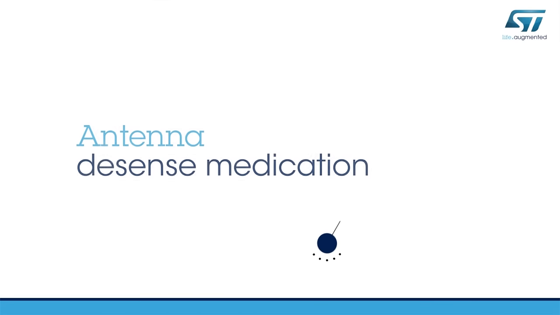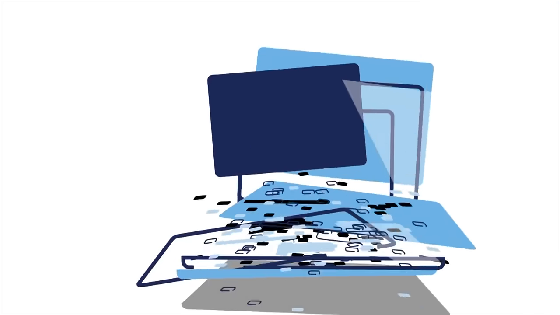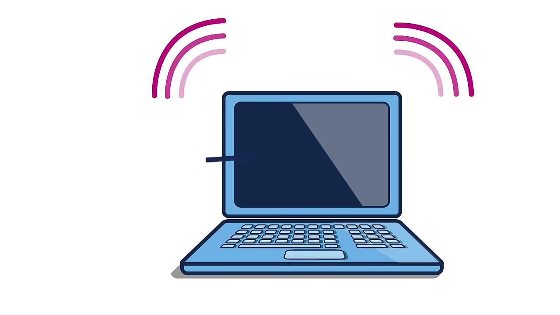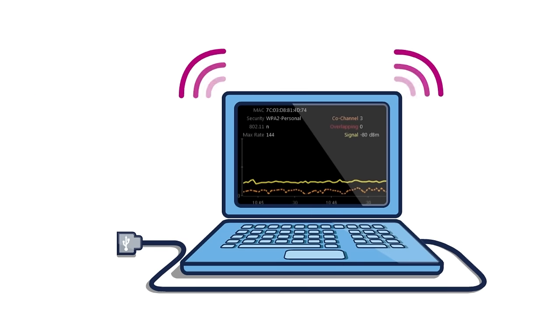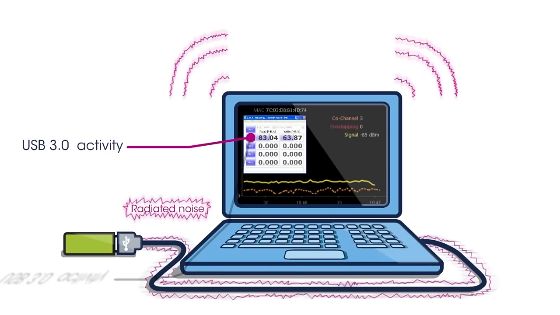Hello, and welcome to this animation on antenna desense medication. Here, we have a PC connected to the internet gateway in Wi-Fi mode. The reception level is measured and represented by the yellow line on the PC screen. An external device is connected to the PC through its USB 3.0 connector.